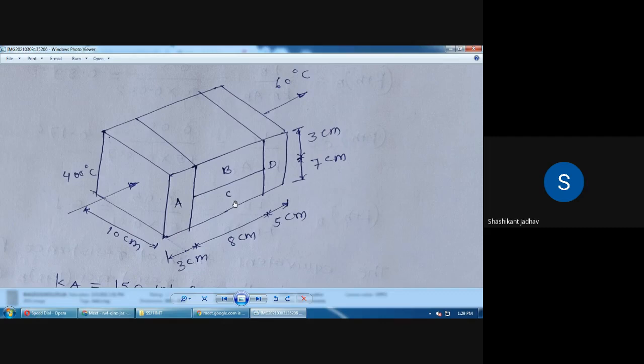We have to understand Fourier's law of heat conduction. Q is directly proportional to area. So that area is nothing but the area which is normal to the direction of heat flow. Normal to the direction of heat flow means this area is there. This area is nothing but the area which is normal to the direction of heat flow.